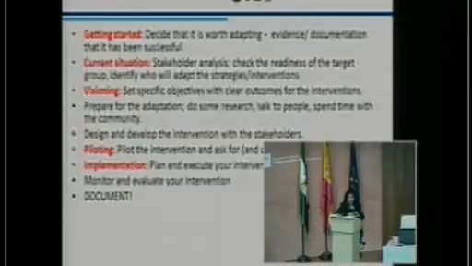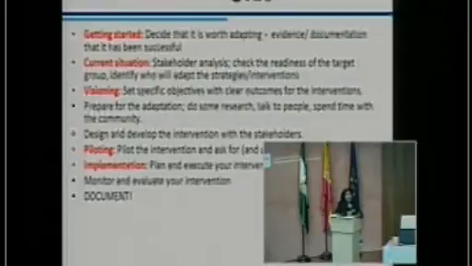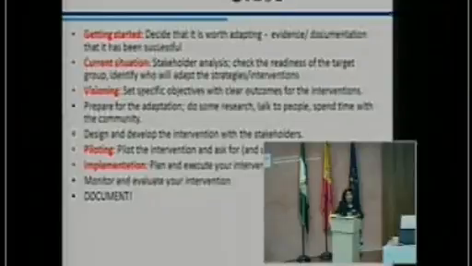You have to do a stakeholder analysis, check the readiness of the target group. If the Turkish men in Oslo are not ready to accept the intervention that we're planning, no amount of convincing will do any good, and we can spend lots of money. So we have to identify, talk to the group, tell them that this is how we are thinking we can do this, get their feedback.